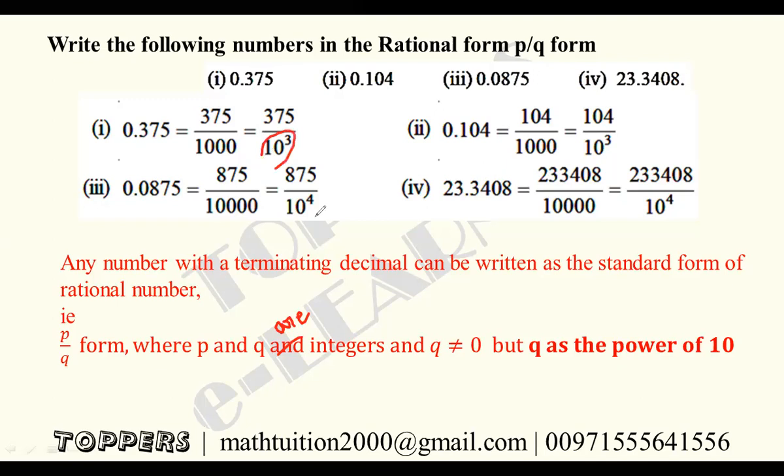See, all these decimals, terminating decimal expansions, when we are making the standard form of a rational number, we can make the p by q form with the denominator as a power of 10. All of this you can see. Here, everywhere, it is a power of 10. That's a speciality we can see here, right?